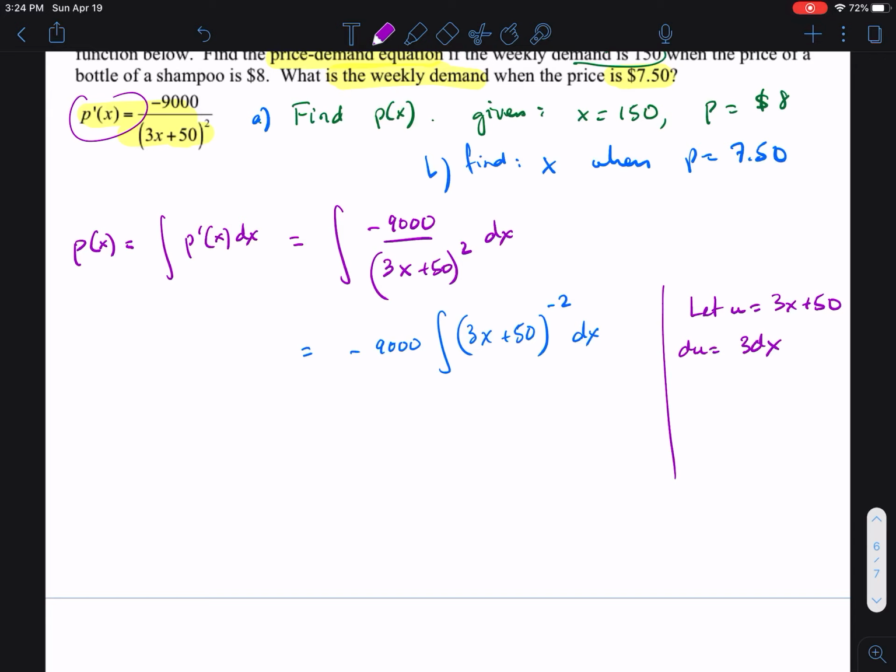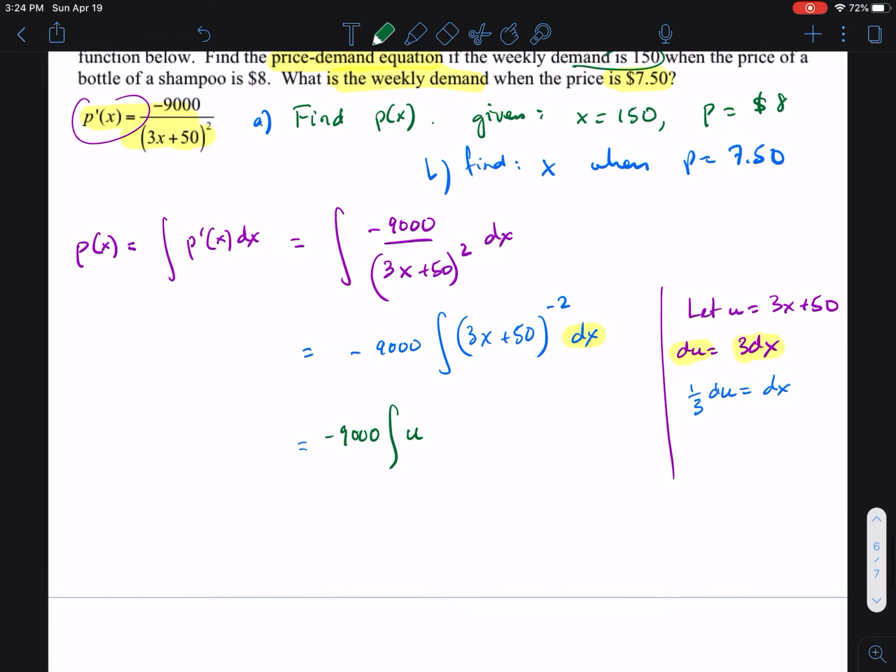Notice that du is 3 dx, but we only have dx here. There's no 3 there. Using the techniques we discussed earlier, that's the same as 1/3 du equals dx. Just divide both sides by 3. So dx gets replaced by 1/3 du. Going back, we have negative 9,000 times the integral of u to the negative 2 power, because 3x plus 50 is u, with dx replaced by 1/3 du.